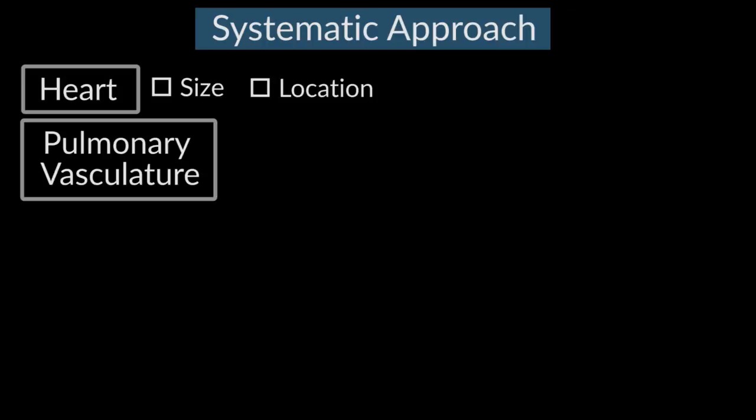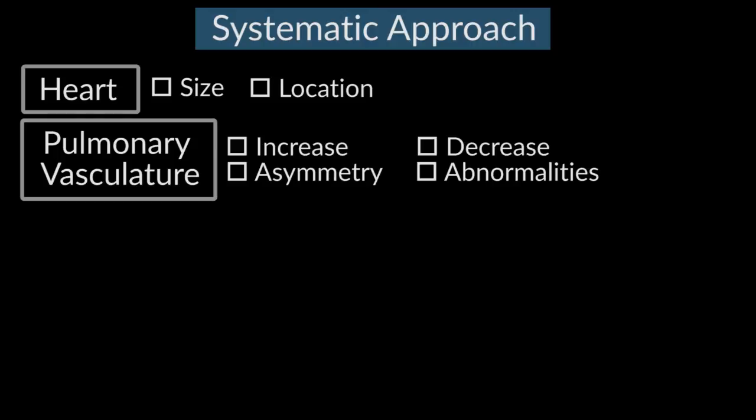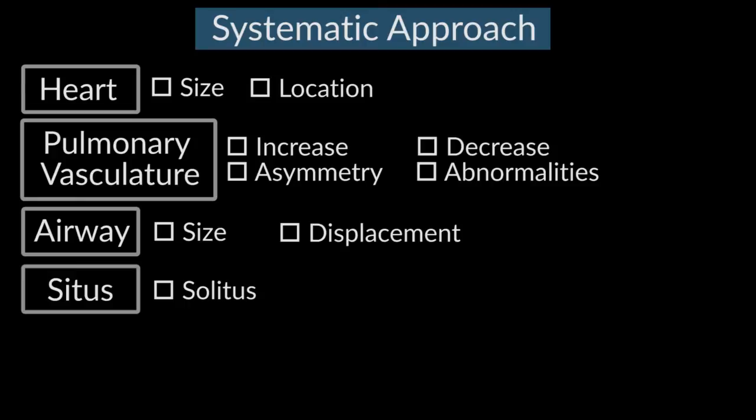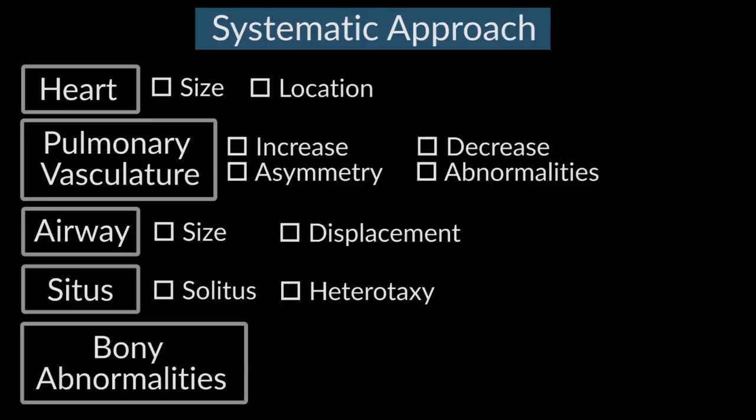So we've covered a systematic approach to the patient with known or suspected heart disease, looking at heart size and location, evaluating the pulmonary vascularity for an increase, a decrease, asymmetry, and abnormal vessels. We've looked at the airway size and displacement or compression by abnormal vessels. We've looked at situs solitus or heterotaxy, and we've looked at some of the bony abnormalities that can be seen.